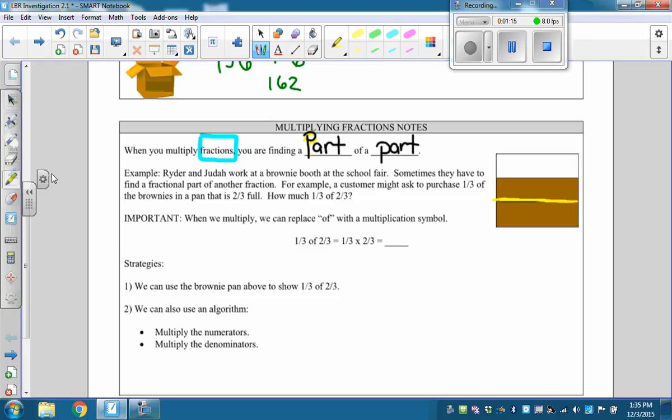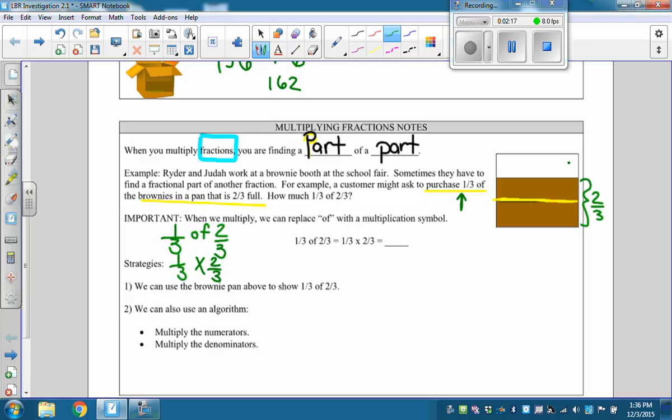Okay, so when we look at the picture, the customer might ask to purchase 1/3 of the brownies of a pan that's 2/3 full. So over to the right here, this is the brownie pan that's 2/3 full, because that part's gone. 1/3 is already gone. You see that? So that's the important part of the reading. And the second part of the reading is they want to purchase a third of what's left. So one way to think of that in a number sentence is to say they want 1/3 of 2/3, and the word "of" we transfer in math to be a multiply. So when you see that, you should be thinking multiply.